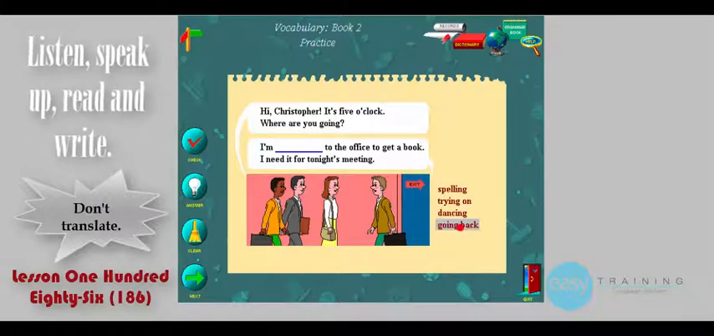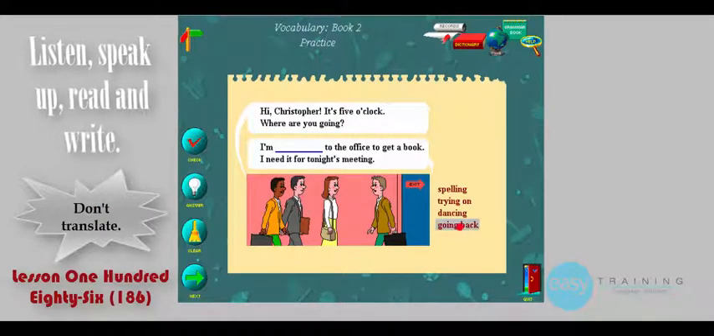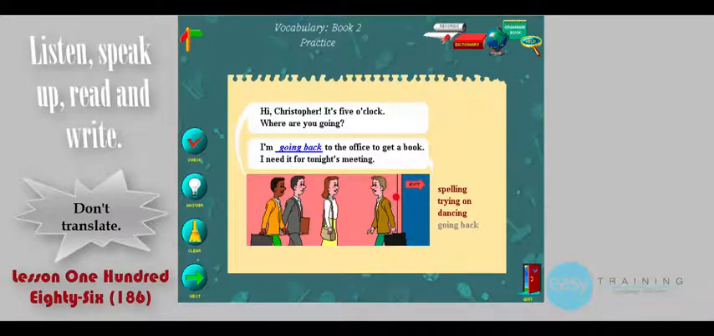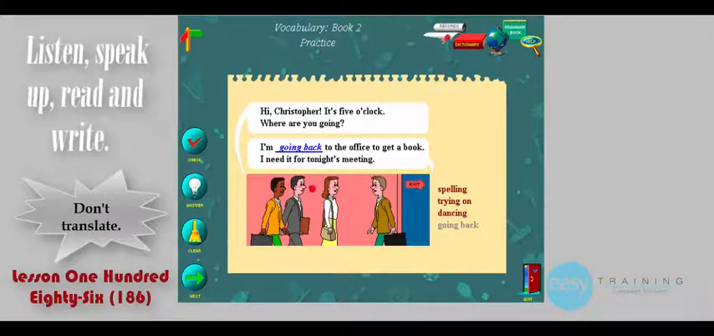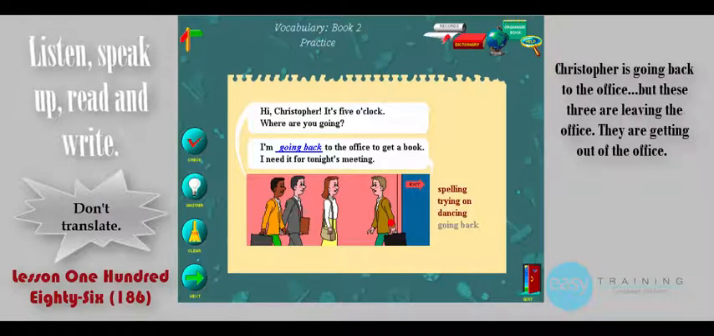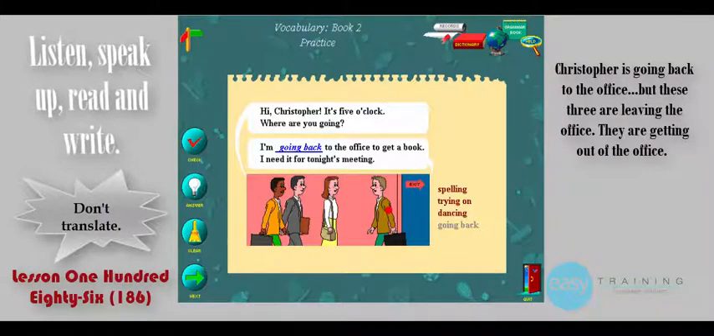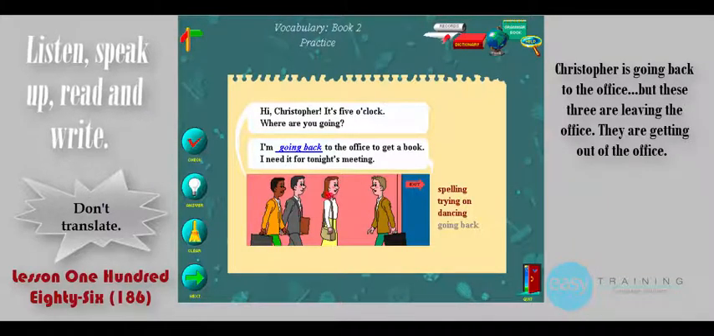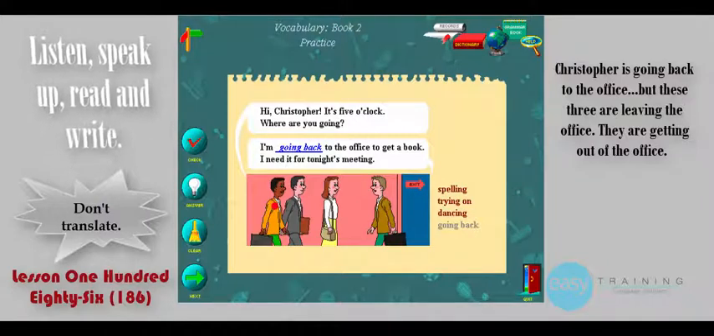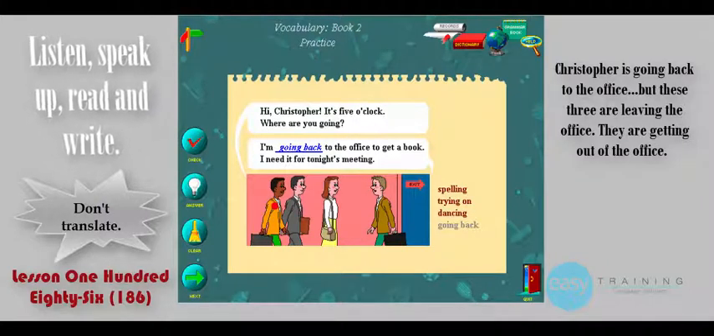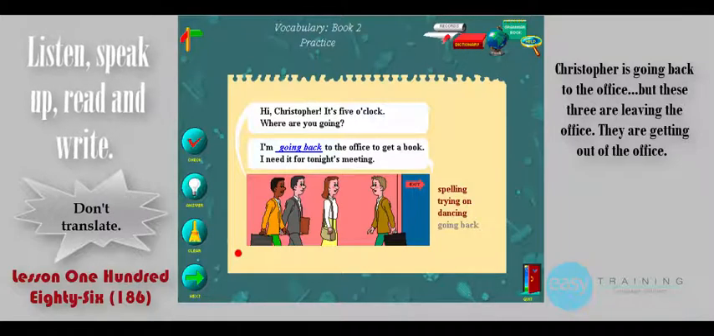I guess you decided that he is going back to the office. Yes, he is going back to the office. Christopher is going back to the office. Él ya había salido. Now he is going back to the office. But these three are leaving the office. They are getting out of the office. Let's turn to the next.